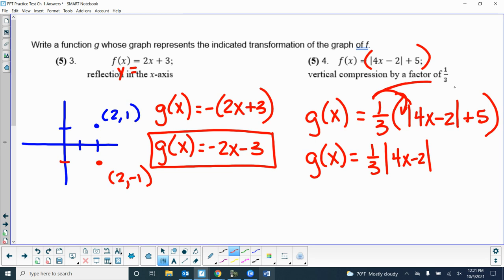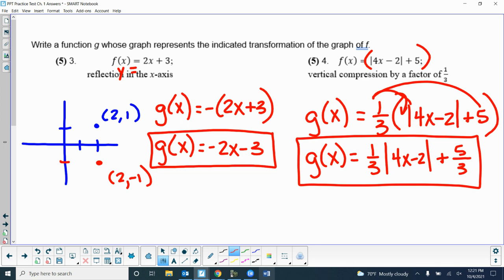Am I allowed to distribute to the 5? Yes, because that's not inside the absolute values, right? So what's 1/3 times 5? 5 and 1/3. 5/3, 5 over 3. You're just multiplying the 1 times the 5. So that's the answer for number 4. Okay? Questions?